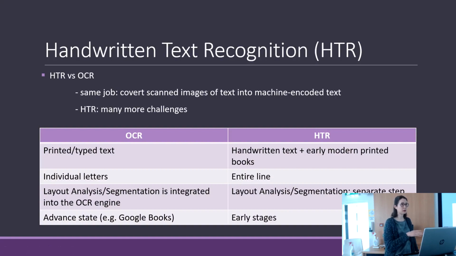So the first step we will see is the layout analysis, finding the text regions and the lines, and then we can apply the handwritten text recognition. It is in its early stages, so we don't have the same accuracy as OCR for now, and we don't have a general handwritten text recognition model that can be applied to all the languages and all the scripts.